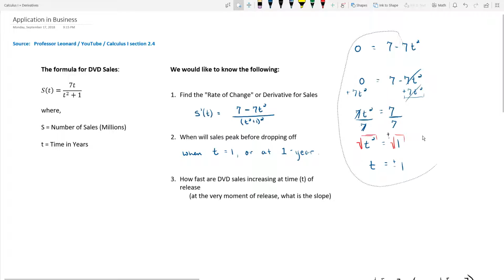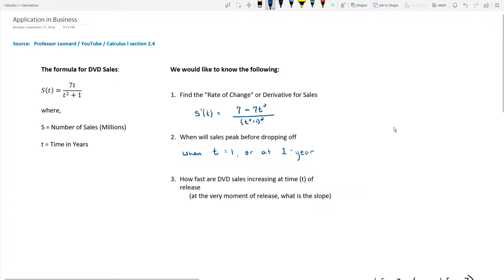And finally, we're going to take a look at something interesting that we can do that algebra normally doesn't allow. We want to know how fast are DVD sales increasing at the time of release. When I first read this, I thought maybe that was the first day. And so I thought, okay, well, we're dealing with 1/365th of a year, and got into all kinds of complications. It's really quite simple. They want to know even sooner than the first day. They want to know basically when t is 0.